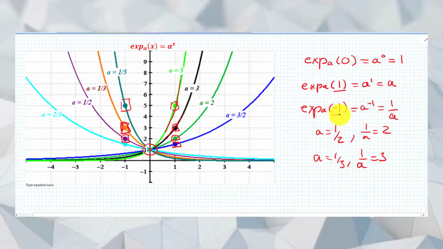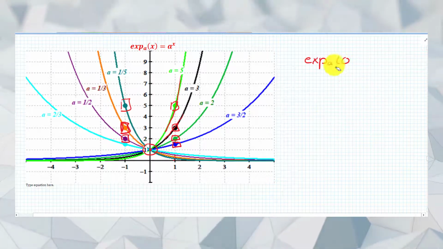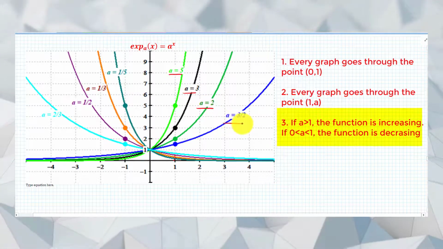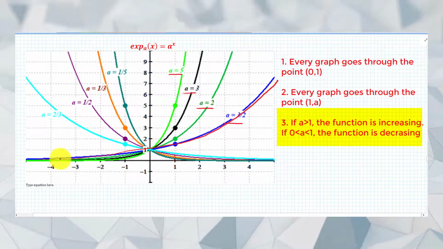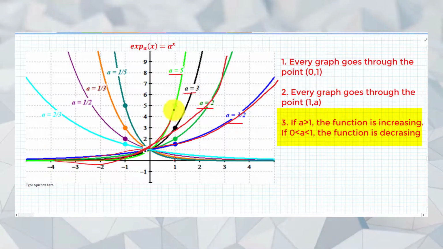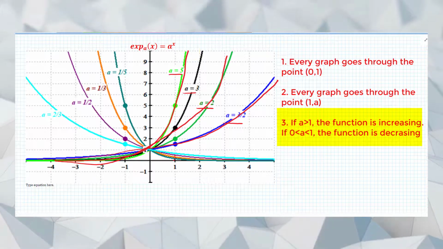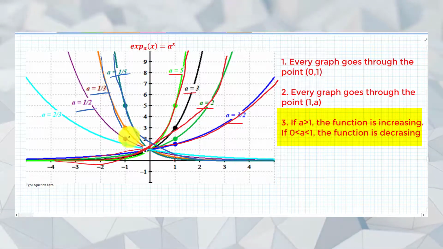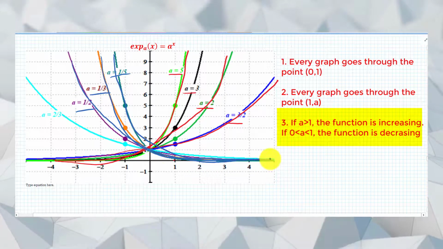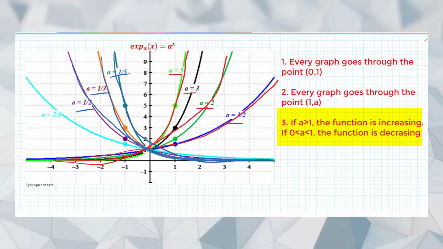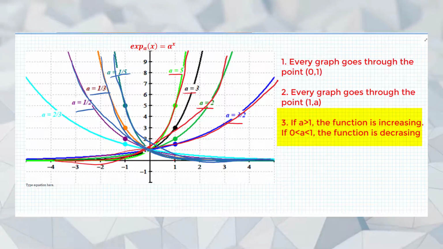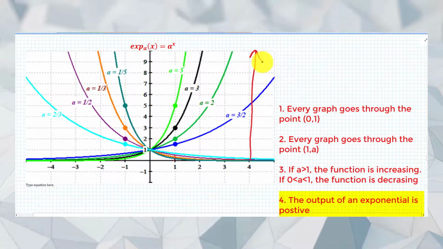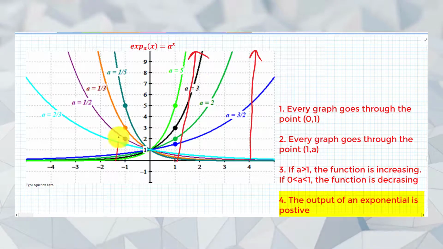Third property. When the base is above 1, the function is increasing, while when the base is smaller than 1, the exponential function is decreasing. All right, we saw that when we graphed 2 to the x and 2 to the -x. Next property. Every single exponential function has a graph above the x-axis.